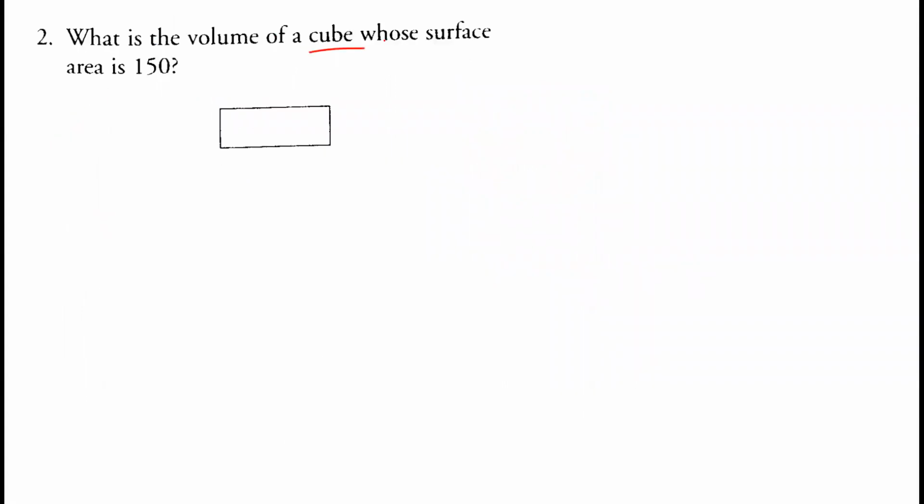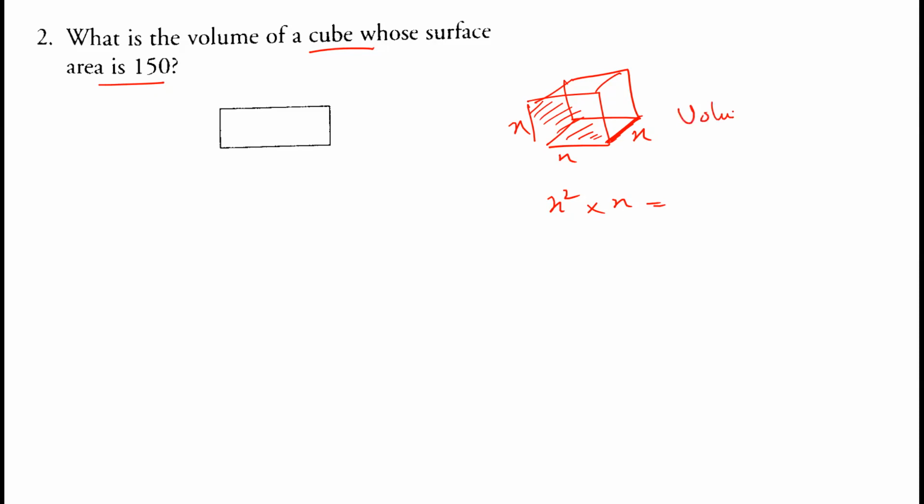Now what is the volume of a cube whose surface area is 150? So again we have this cube over here. So the surface area is 150. So this area or this side would be x into x, that is x squared, multiplied by the height. So the height is also x. So this is your cube. This is the volume. So the volume of the cube is x cubed. Now the surface area. The shaded region is your surface area at this point. So the surface area of this square would be x squared.